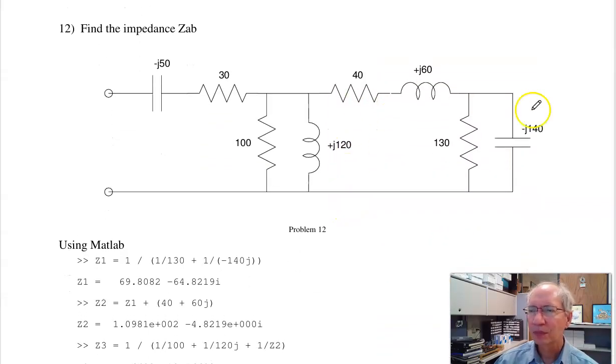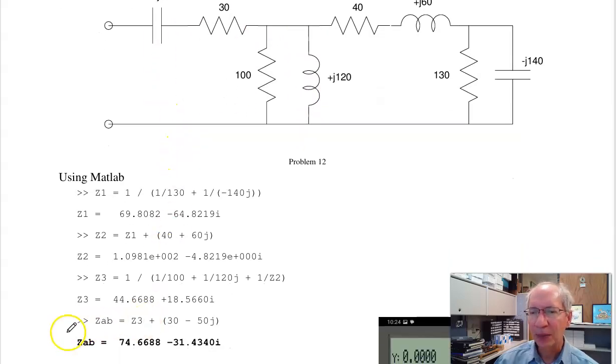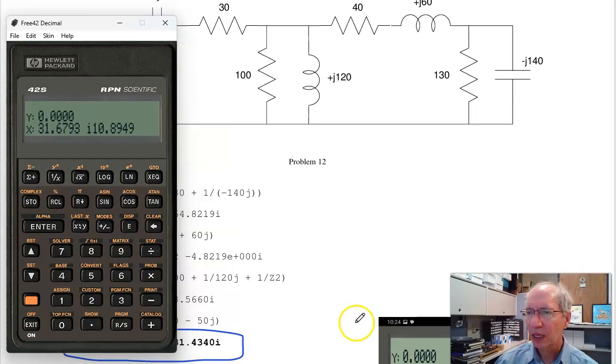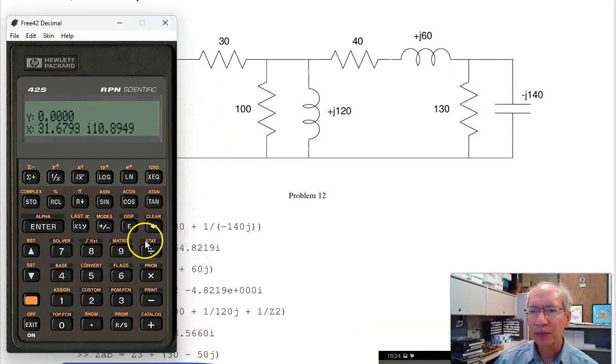Finally, similar problem. These two add in parallel, in series, parallel, series. I can do that in MATLAB, get 74 minus J31. I can do that with an HP.